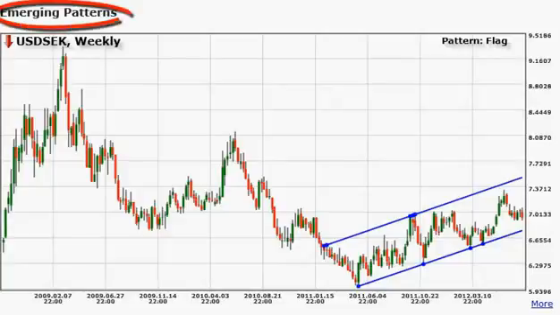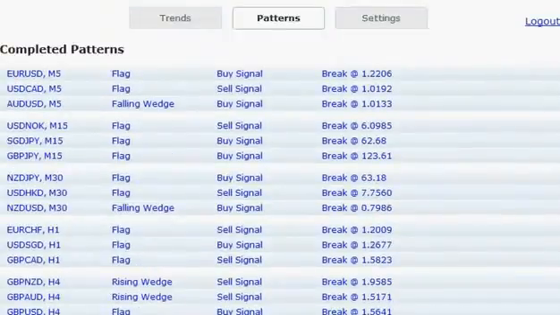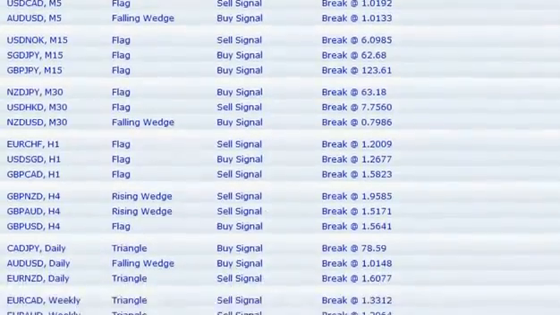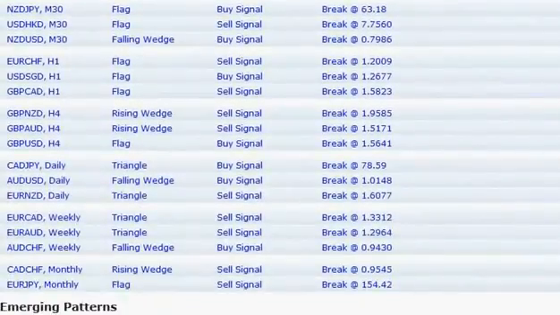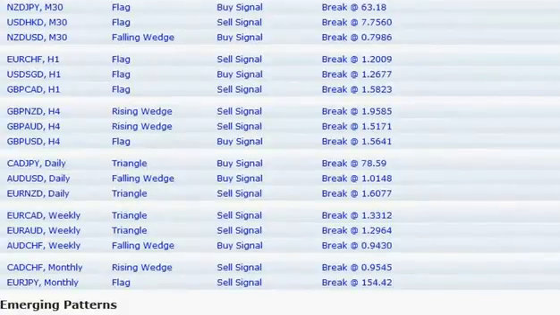These are emerging patterns. And here's something special. The history of completed patterns, updated in real time. They are actually confirmed patterns because the price has already broken through the trend line. The problem with emerging patterns is that they can change several times, or the price will not break through the trend line. Unlike emerging patterns, completed patterns can be accepted as trading signals.